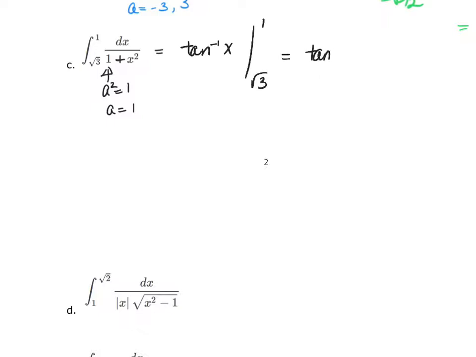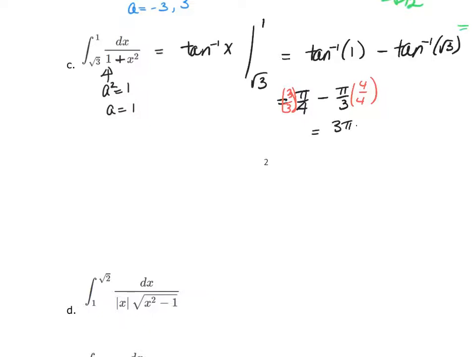So the tangent inverse of 1 minus the tangent inverse of the square root of 3. So the tangent inverse of 1 is pi over 4 minus the tangent inverse of square root of 3 is pi over 3. Having the same common denominator, I'm going to multiply this by 4 over 4. I'm going to multiply this by 3 over 3. And so I end up with 3 pi minus 4 pi over 12, which gives me negative pi over 12. And that's my final answer.